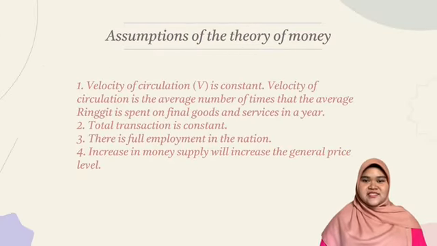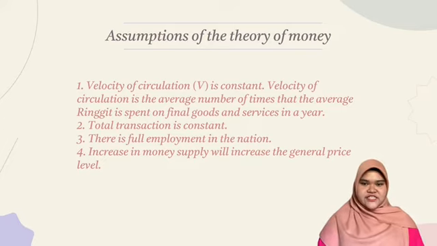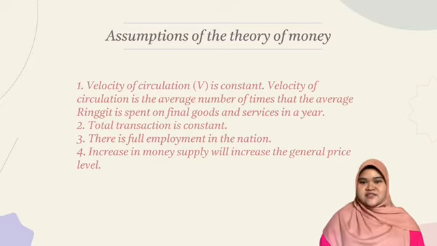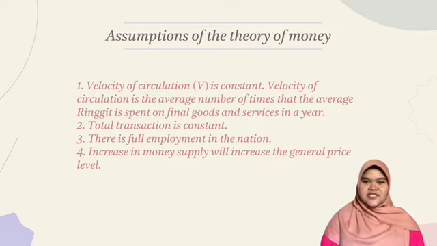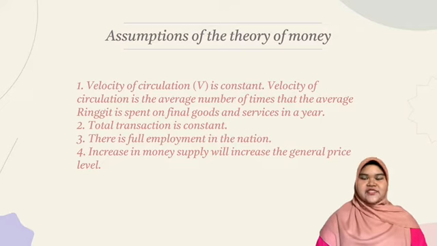Okay, the last is assumption of the theory of money. The first is velocity of circulation. V is constant. Velocity of circulation is the average number of times that the average ringgit is spent on final goods and services in a year. Second is total transaction is constant. The third is there is full employment in the nation. And the last one is increase in money supply will increase the general price level.